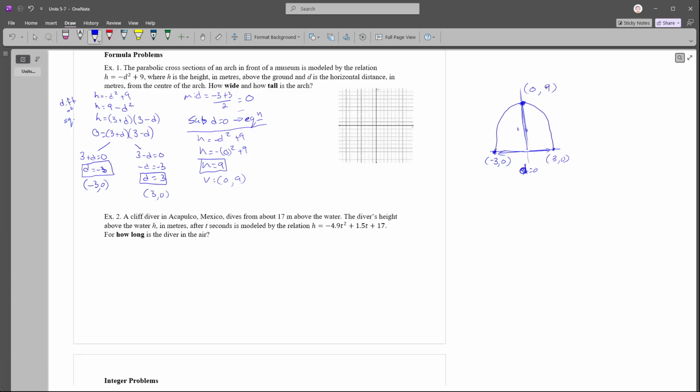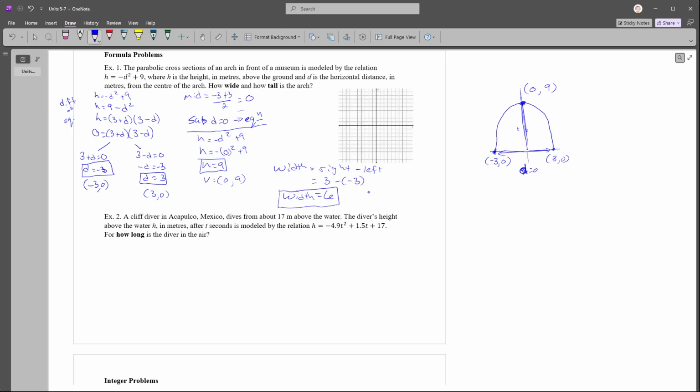0, 9. What does that tell us? It tells us the height. We know all the information now, almost. We know the height, but do we know the width? Well, the width is just the distance from the left point to the right point. How do we get that distance? Well, the width is just equal to the right point minus the left point. In this case, that's 3 minus negative 3. So the width is equal to 6.